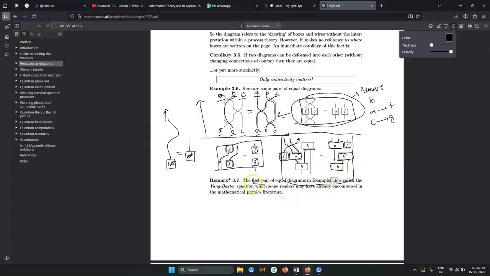Oh yeah, it says here the first pair of equal diagrams is called the Yang-Baxter equation, which some readers have already encountered in mathematical physical literature. Yes.